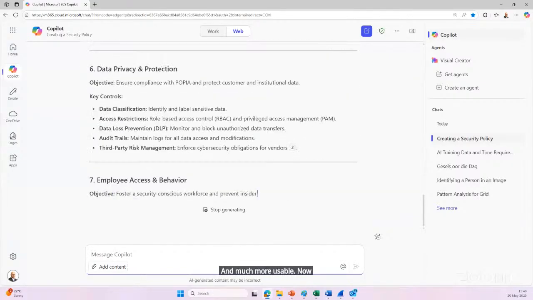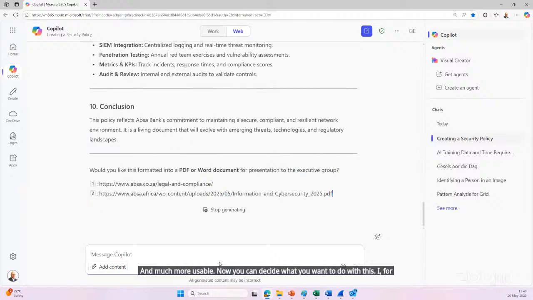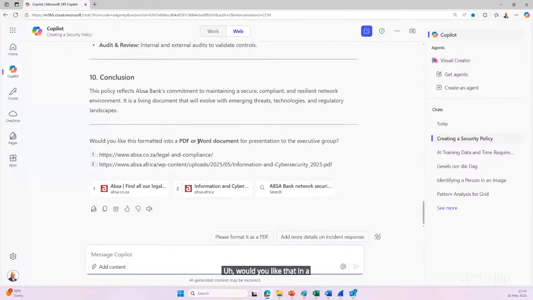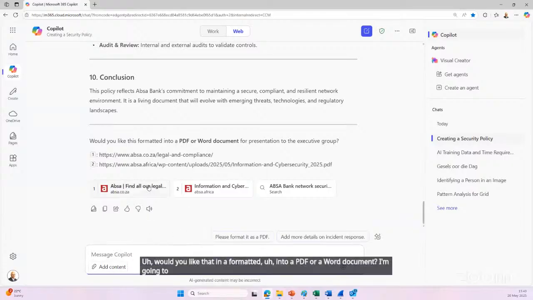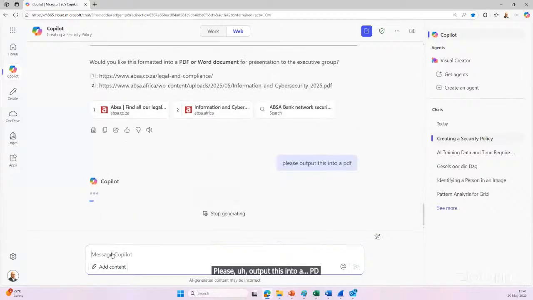Now you can decide what you want to do with this. For example, I like what they've done. Would you like that formatted into a PDF or a Word document? So I'm going to say, oh, look at that, find all your legal. So we're going to say, please output this into a PDF. Okay, and now I have my PDF. Perhaps that wasn't good enough.